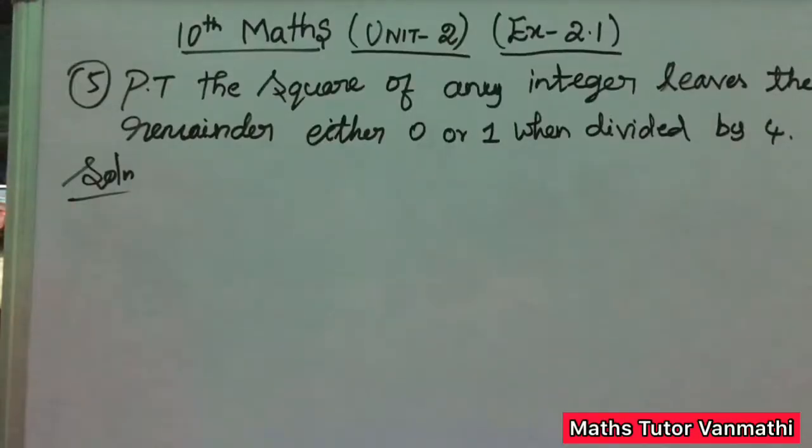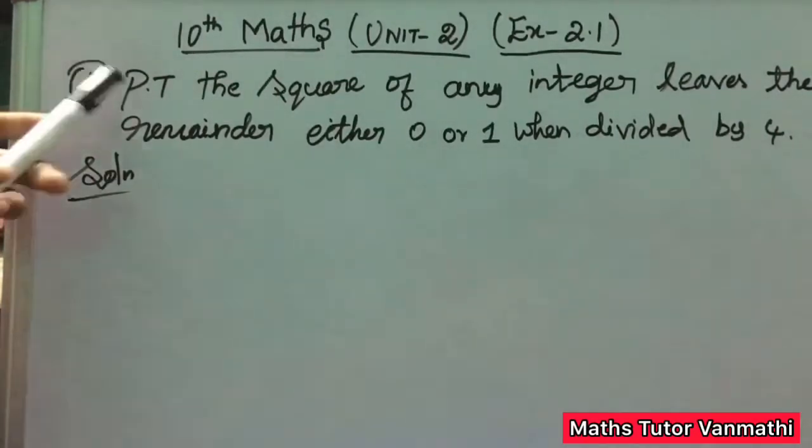Hi friends. Today in 10th Maths we are going to see unit 2, exercise 2.1, fifth problem. Already we have seen 4 problems, that is 1, 2, 3, 4 from exercise 2.1 in the last video, and we have seen the Euclid's division lemma also. In this video we are going to see this fifth problem, and after this we are going to see Euclid's algorithm, and based on the algorithm we are going to solve the remaining exercise problems. Okay, first we can see this fifth question.